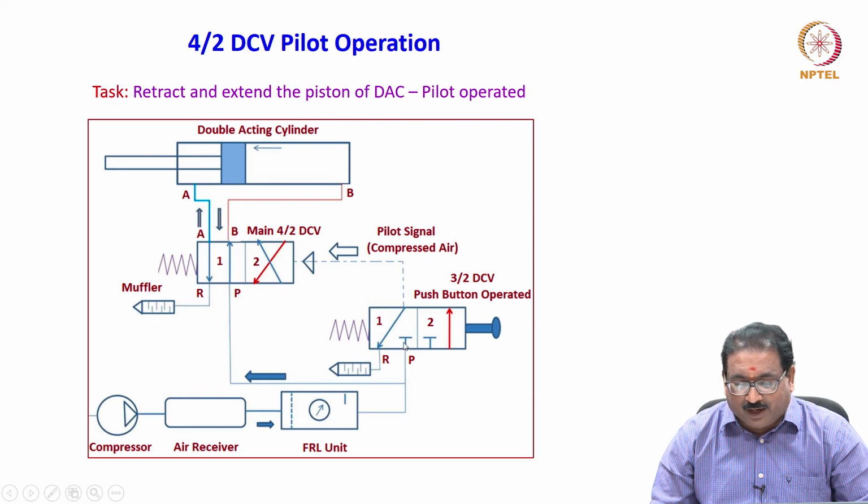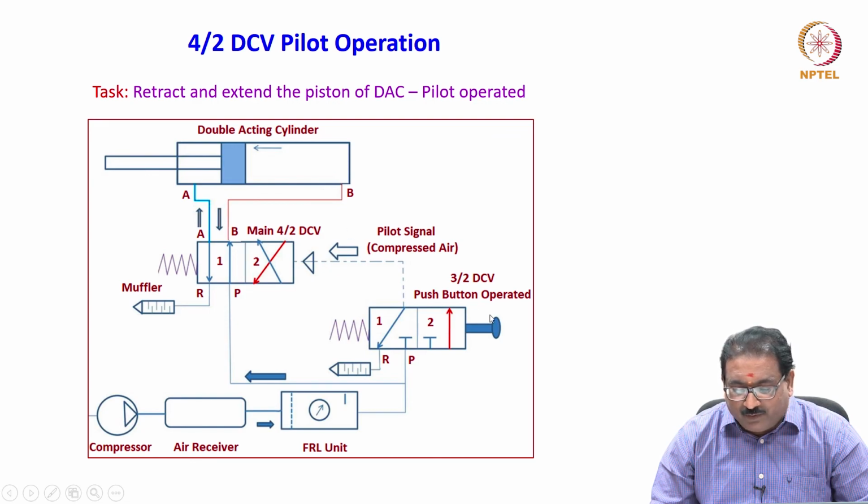In the null position, what happened? No signal to this, no pilot signal. You will see here all are venting. Then only this is active, air is coming here and going to the head side, then it will extend. Whatever air is at the rod side goes through the muffler, because it always makes sound. To overcome the sound, mufflers are used.